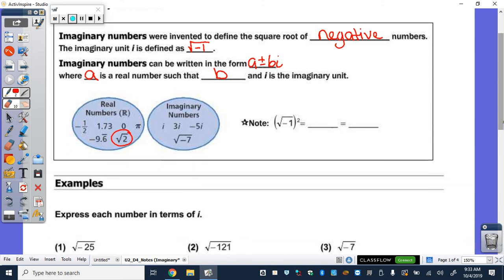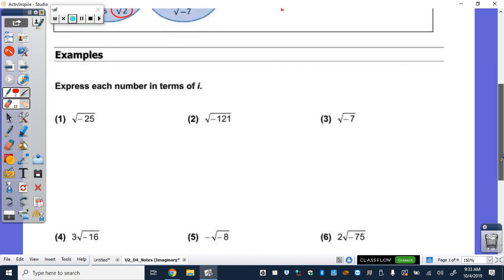One thing to note, the square root of negative 1, which again is your i. But if I were to take that and square it, remember that means it's the square root of negative 1 times the square root of negative 1. What does that end up equaling? Negative 1. Remember that square root sign and squaring, they end up canceling each other out. So the square root of negative 1 squared is just going to give you a negative 1 again. So we'll get into that in a little bit.